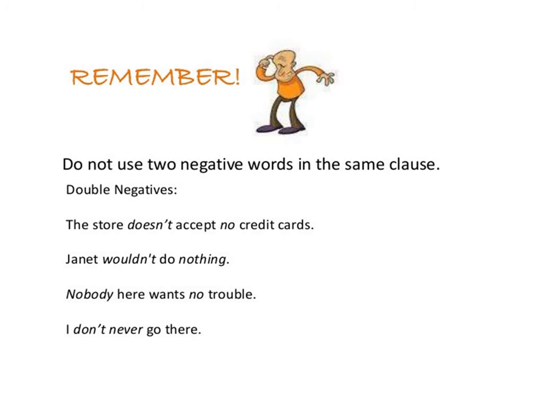So simply we need to write nobody here wants trouble. There is no need to add no. There is no need to add a double negative. I don't never go there. We simply write either I do not go there or I don't go there, or we write I never go there. There is no need of double negatives. So avoid double negatives in the same sentence. The sentence becomes grammatically wrong.